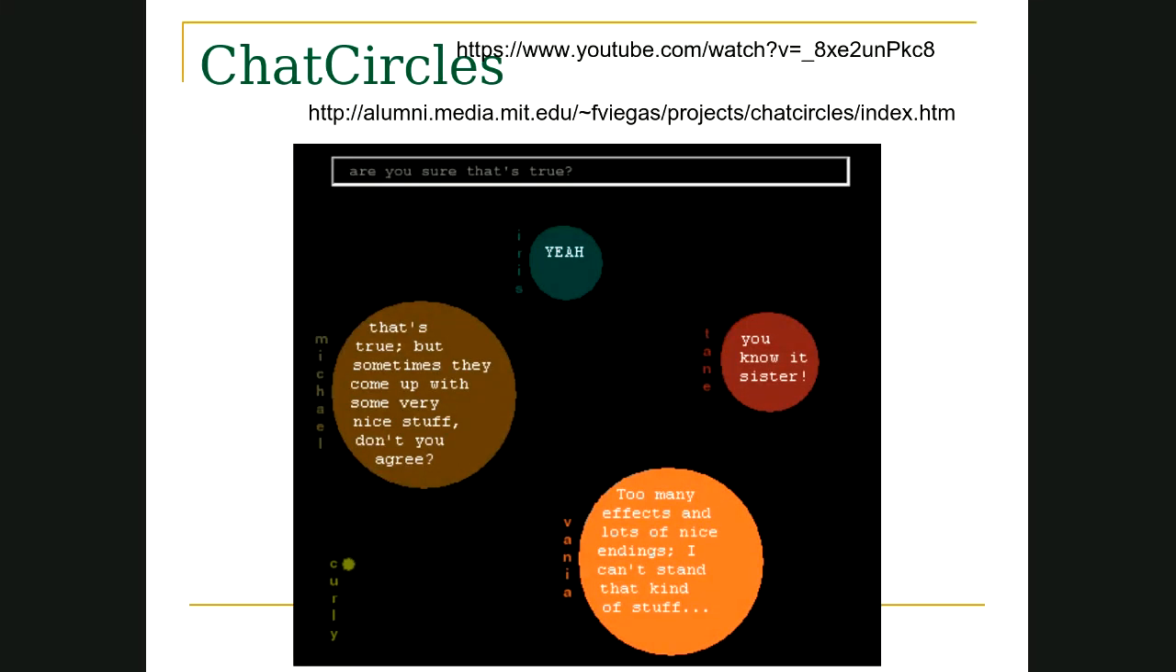So the idea here is, how can we change it so that there is no idea of a room, and here is how people interact with each other. Each person is a circle in this, and this comes from MIT Media Lab. It's pretty good research otherwise.